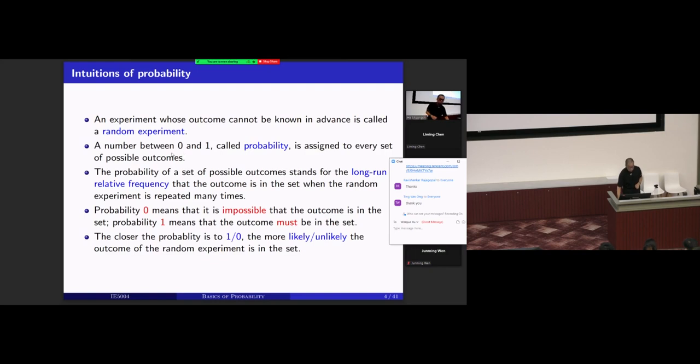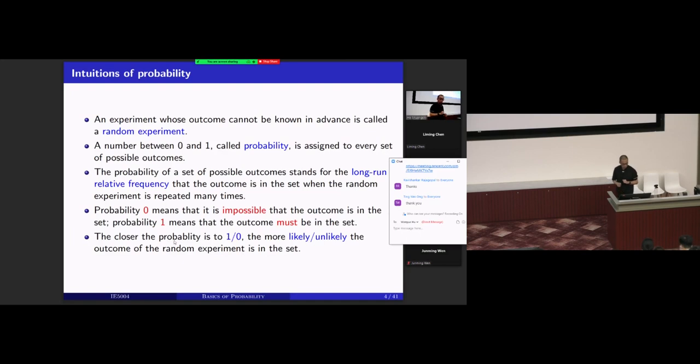So probability 0, what does it mean? You can also think of a relative frequency. Relative frequency 0 means that you perform this random experiment many, many times, but you haven't seen an outcome in the set you're interested in, right? You perform it a lot of times, but you didn't see the outcome in the set of interest. It means that it will never happen, because probability zero means that it is impossible that the outcome is in the set.